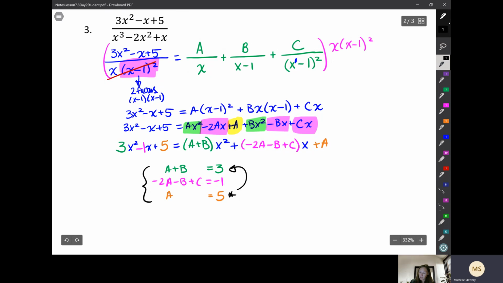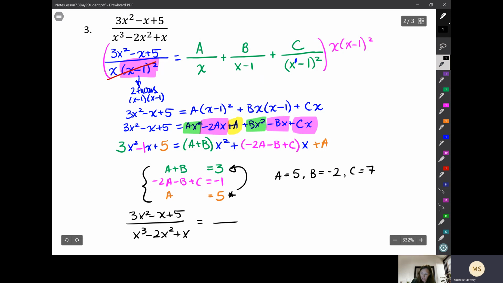So what we end up with for our answer is a is equal to 5, b is equal to negative 2, and c is equal to 7. And of course, you guys are showing the work for the system of equations, but for time's sake, I'm just giving that to you. All right, so then our final answer: we started off with 3x squared minus x plus 5 over x cubed minus 2x squared plus x.